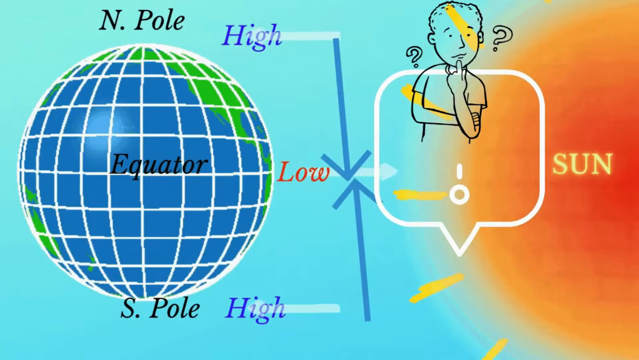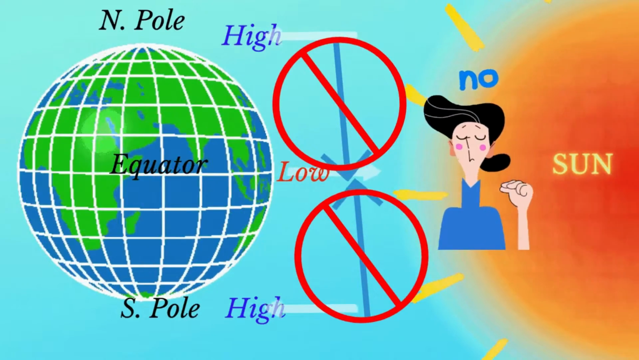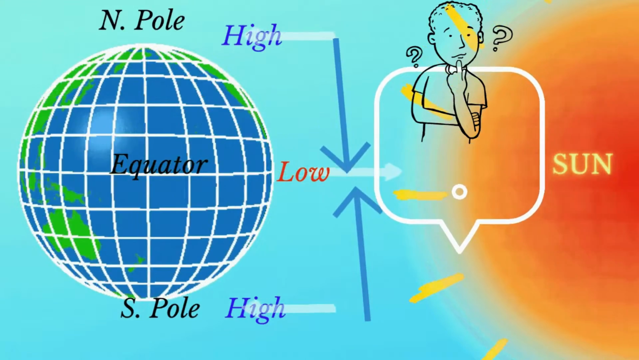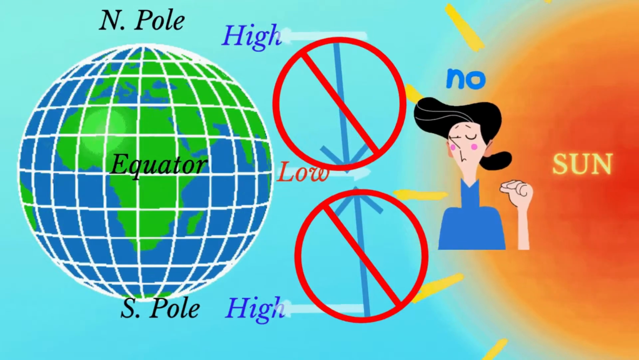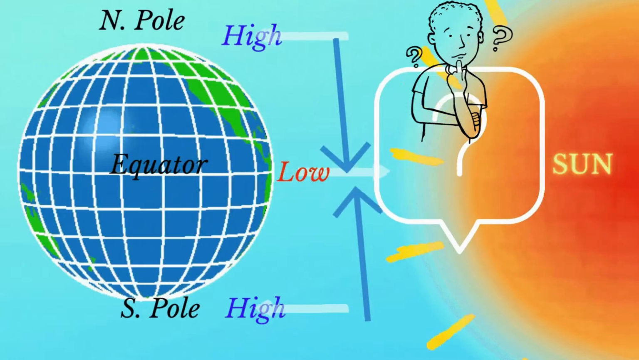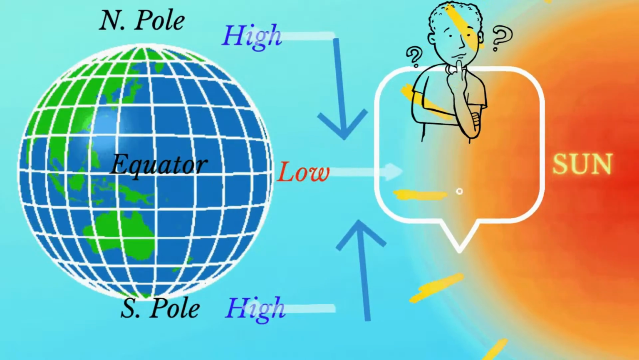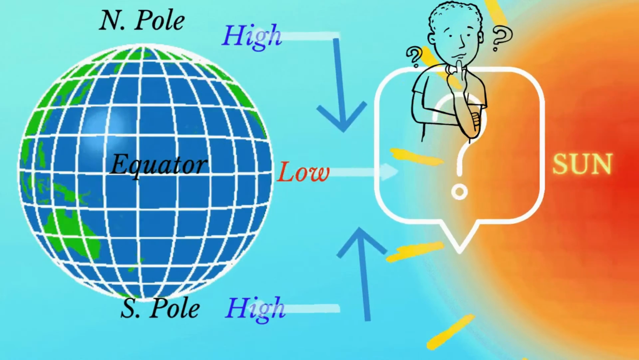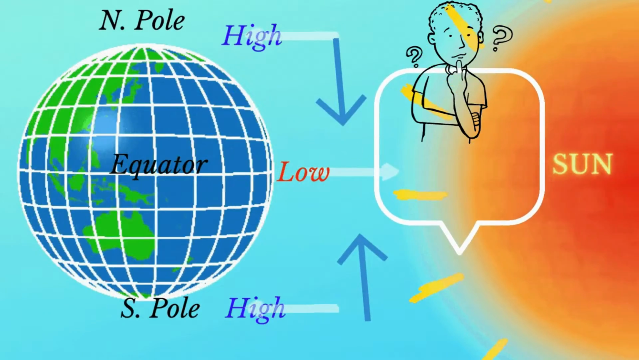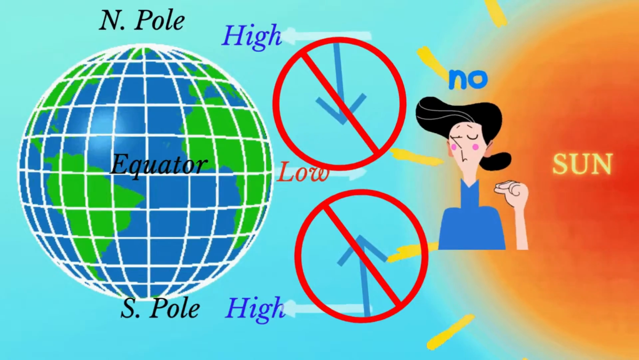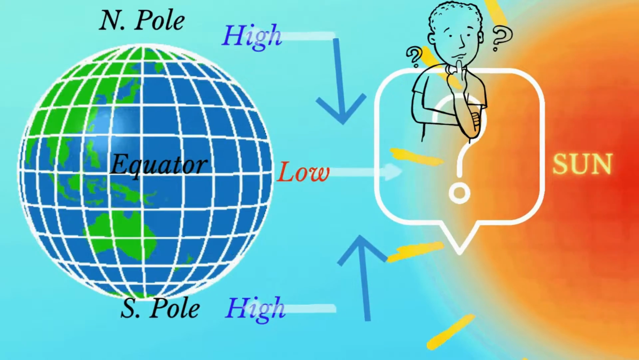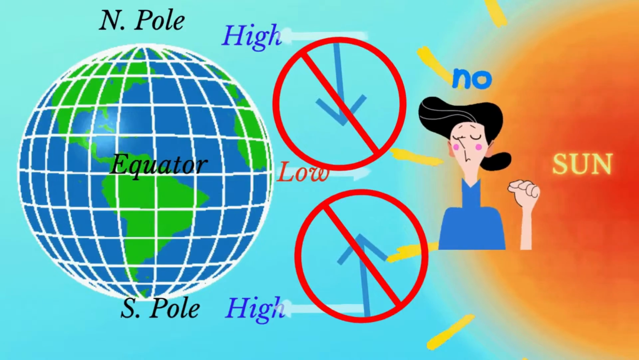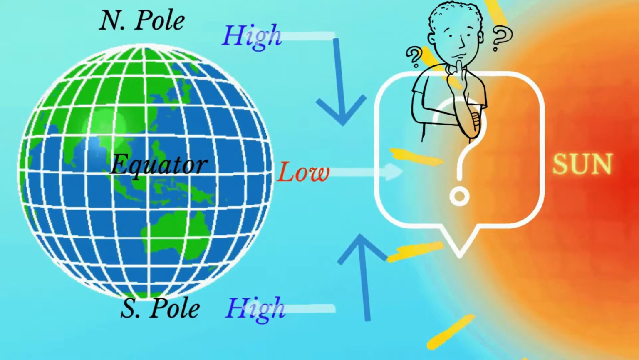So, since air pressure is high at the poles and low at the equator, we would expect that the wind would blow directly from the poles to the equator. However, this is not the case as the situation is more complex than this. Between these two pressure belts, there are actually some other pressure belts. Let us examine how these other pressure belts are formed.